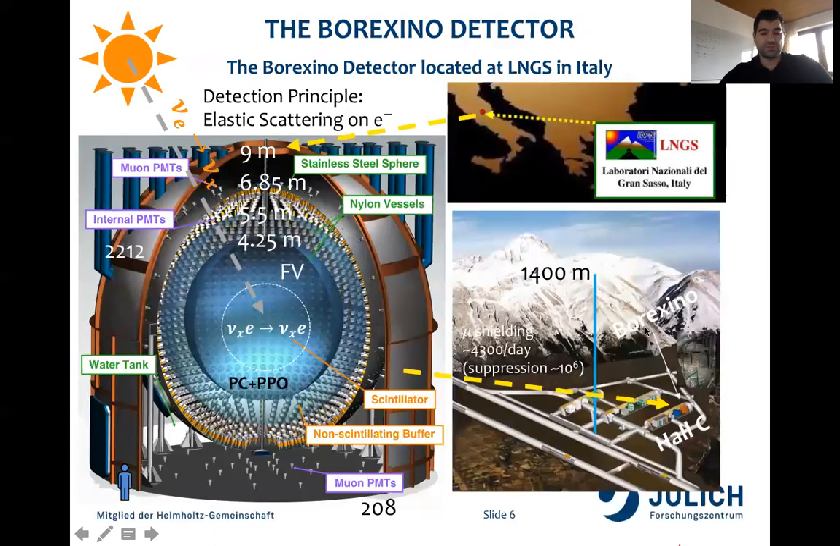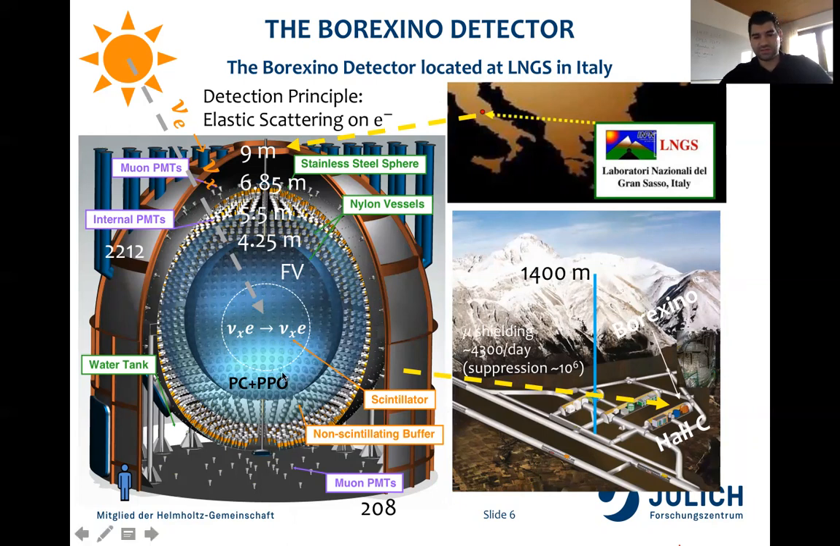Coming to the Borexino experiment, Borexino is a liquid scintillator detector located at the Laboratori Nazionali del Gran Sasso in Italy, and it has an onion-like structure. Inside we have the liquid scintillator. Then we have a nylon inner vessel and a nylon outer vessel. We have the stainless steel sphere, which is holding the 2200 PMTs. And outside we have the water tank, which is important for the Cherenkov muon veto. The main detection principle in Borexino's liquid scintillator is elastic scattering on electrons.